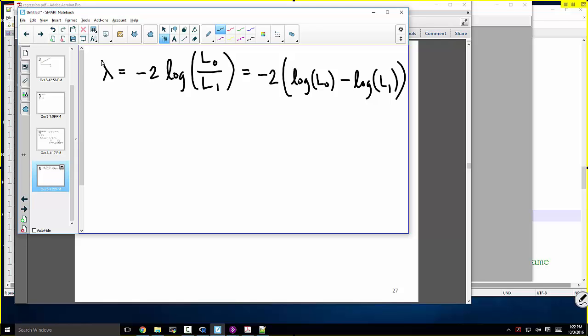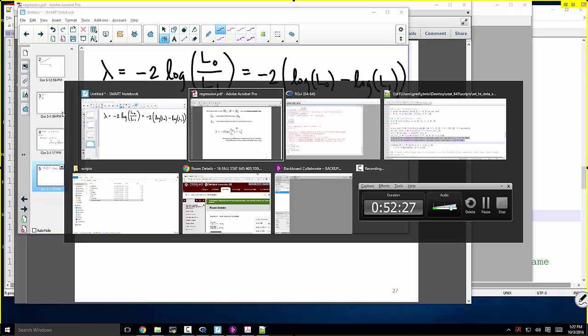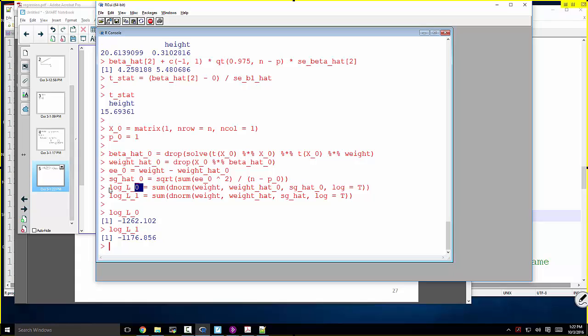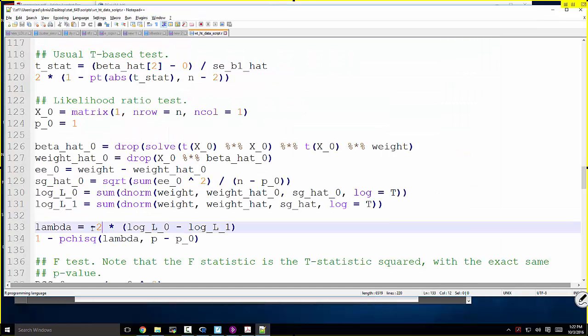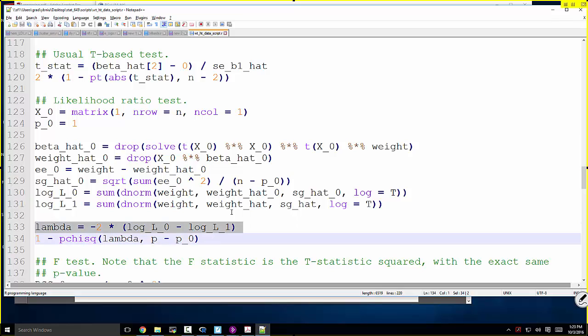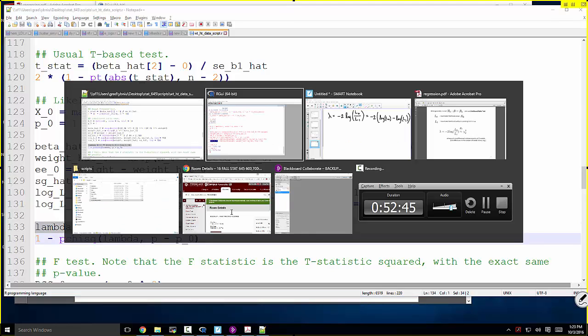And we just computed log of L0 and log of L1. So to compute the statistic, I'm just going to do minus 2 times log L0 minus log L1. That's the test statistic for this likelihood ratio test.